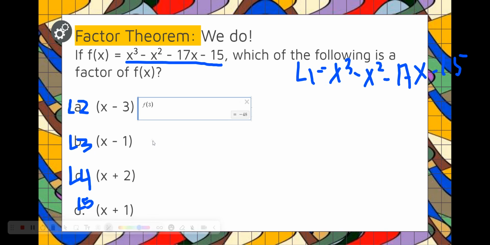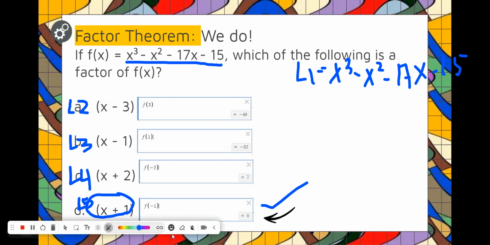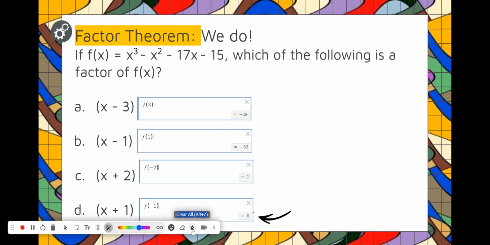Alright, let's see. If I plug in f of 1, f of 2, look at f of negative 1. So the answer will be x plus 1. It is only x plus 1 that got a 0 as its remainder. Make sense? So this is what the factor theorem means. Okay, let's do some examples.